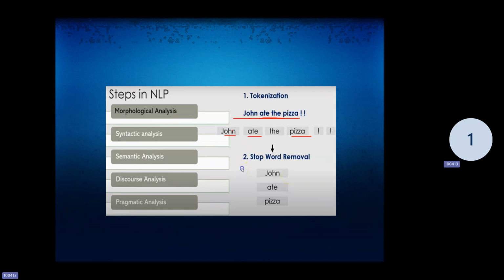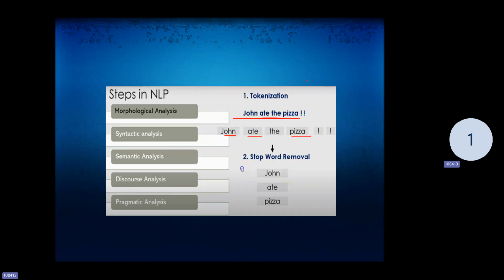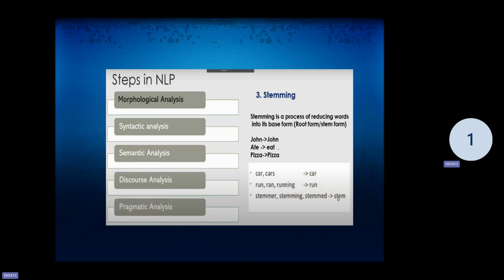First, it selects some stop words. Then stemming, the second one. These are the keywords in the sentence, and this is the stop word, so we remove this. Next one, stemming, is the process of reducing words to their base form. For example, John to John, ate to eat, and pizza to pizza.